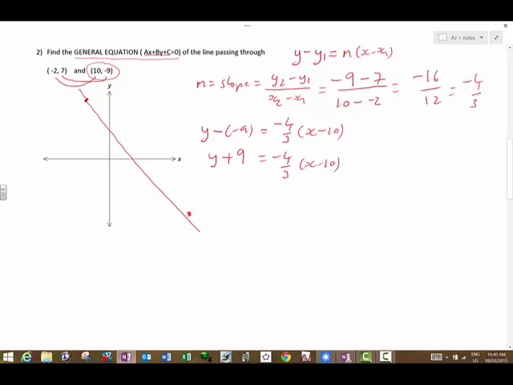Now, the point of the general equation is that the coefficients of ax plus by plus c are all integers. In other words, it serves to get rid of any fractions. So we have division by 3 here, so let's multiply throughout by 3 and that will get rid of it. The left hand side becomes 3y plus 27. The right hand side, which is currently minus 4 divided by 3 times x minus 10, when we multiply it by 3 we'll be left with minus 4 times x minus 10, which simplifies and expands to minus 4x plus 40.